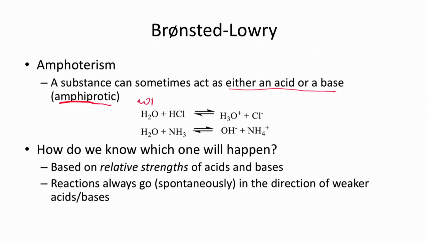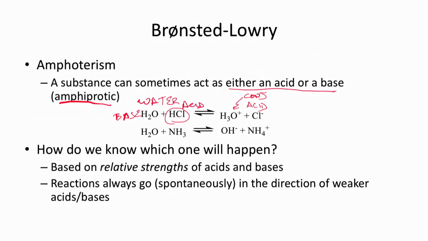Water is a famous example of that, and you saw that a second ago. If I take water and react it with a strong acid, like HCl, that means that the water has to act as a base because the HCl is a strong acid. If it acts as a base, it accepts the proton, to form hydronium ions and chloride ions. So we can say that the hydronium ion is the conjugate acid of water.